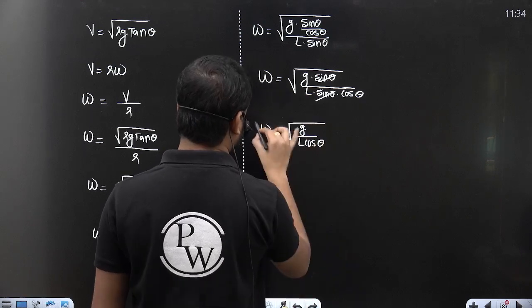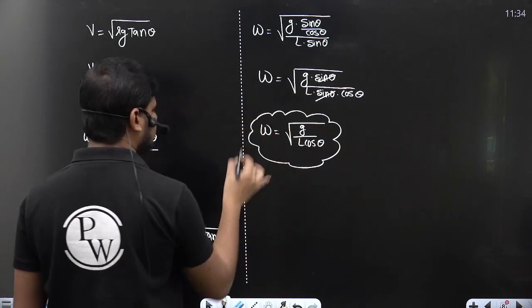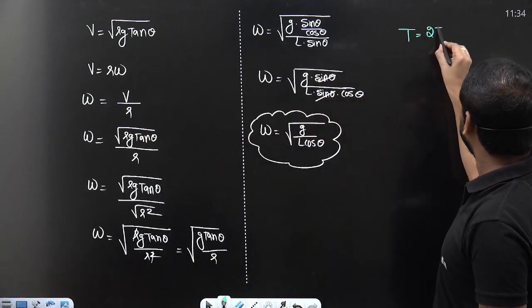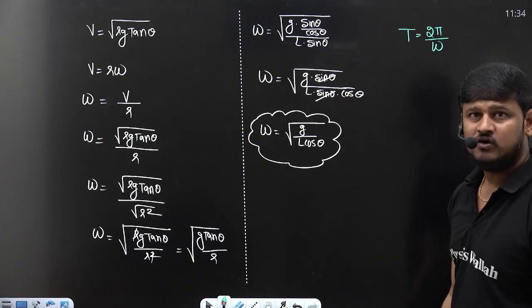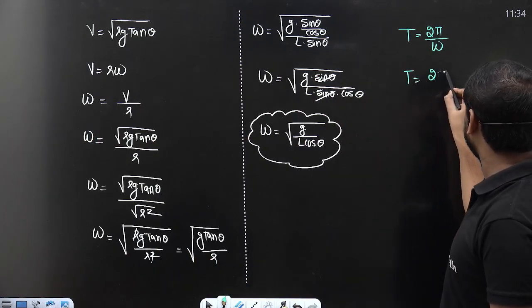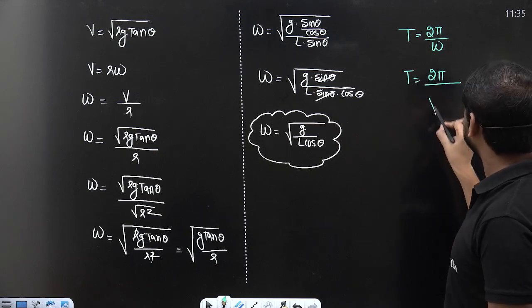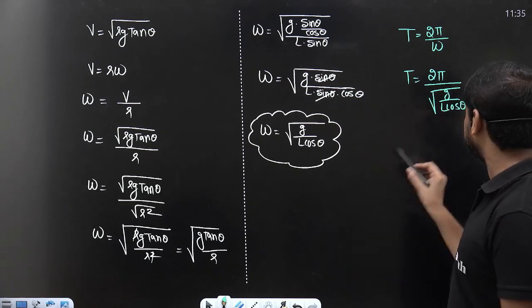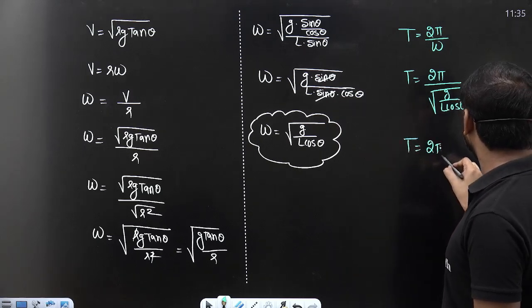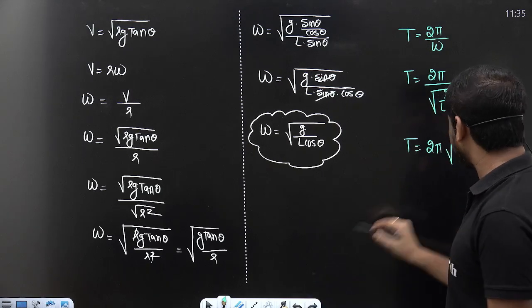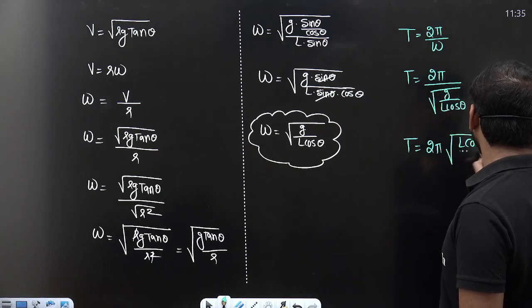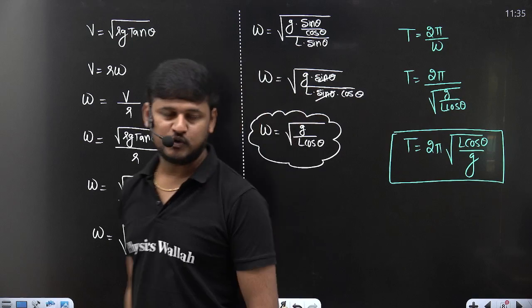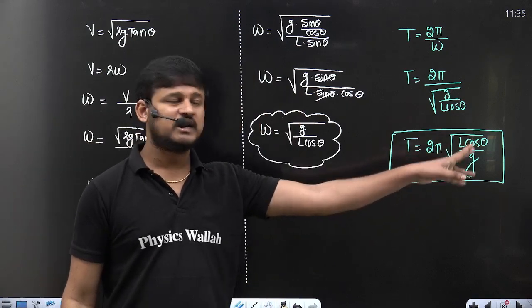So now what is our intention? We have to find the time period T, right? What is the time period formula? The time period T is equal to 2 pi by omega. In place of omega, we write root over g by L cos theta, which is nothing but 2 pi into root over L cos theta by g. So this is the time period in the case of a conical pendulum.